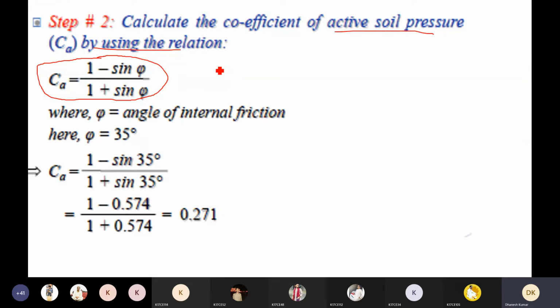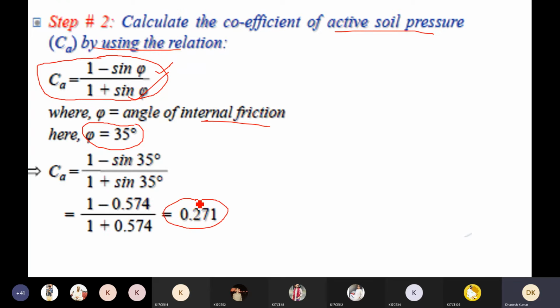You have to ignore the passive soil resistance, that is why we are only calculating active soil pressure. The formula is Ca = (1 minus sin phi) over (1 plus sin phi). Now you know phi is the angle of internal friction, which is given in the problem as 35 degrees, so you are simply putting the values into the formula, and the coefficient of active soil pressure comes out to be 0.21, which we are going to use in our later steps.